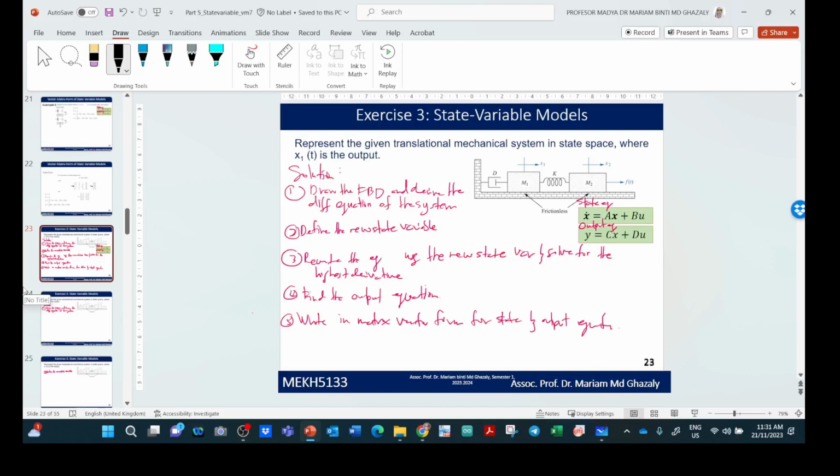Okay, then define the state variable. Then rewrite the equation that you derived in number 1 in the new state variables and solve for the highest derivative. Find the output equation using transfer function and write in the matrix form for state and output equation. So let's do this. Draw the first one first. I give you 1 minute to draw the free body diagram. Okay, first, please. 1 minute.